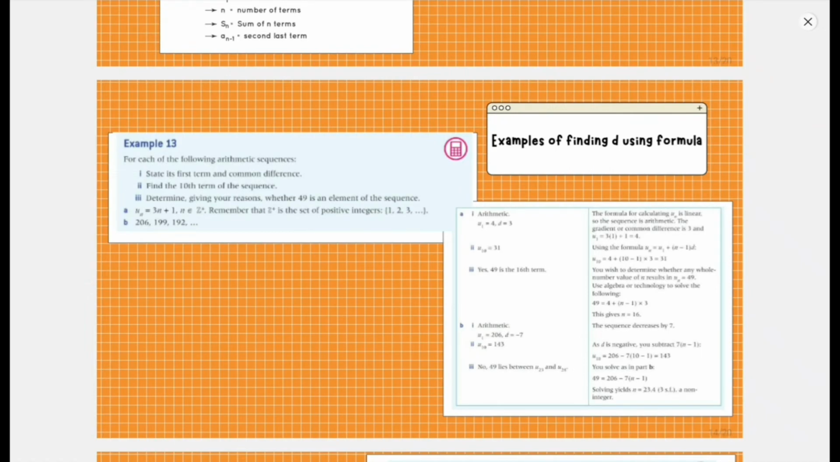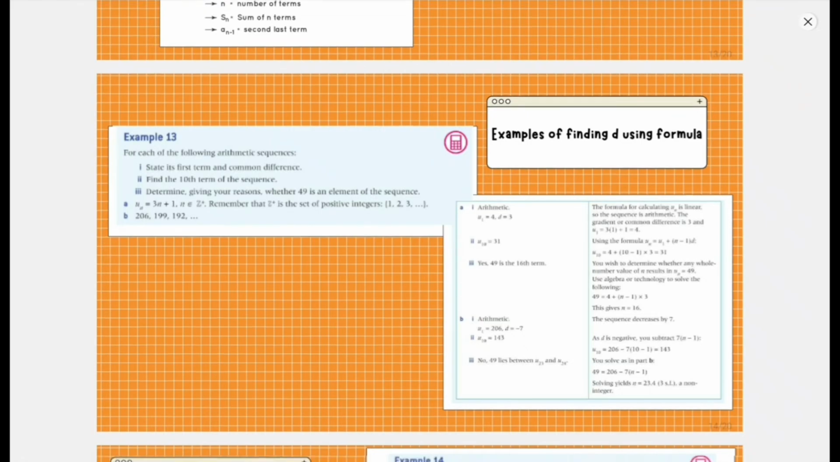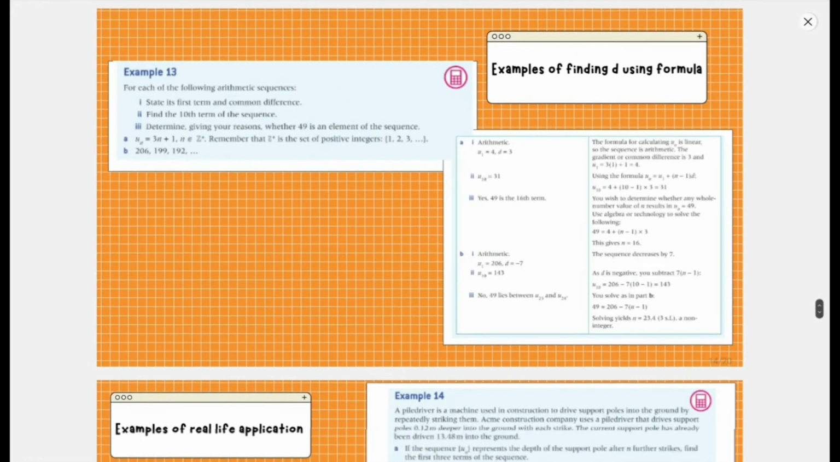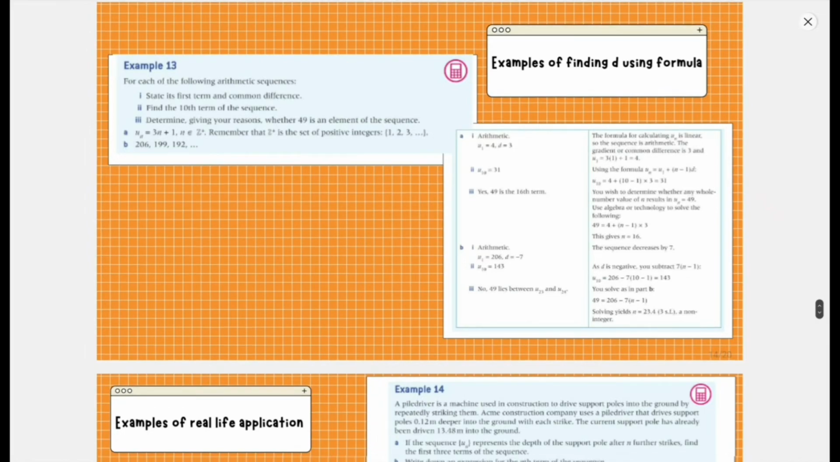Examples of finding d using the formula. d is the common difference, which differentiates arithmetic sequences and geometric sequences. Geometric sequences use r, which is the ratio, but in arithmetic we use d. So finding d is simple. We just need to put the information inside the formula. As you can see from the example, it's very simple.